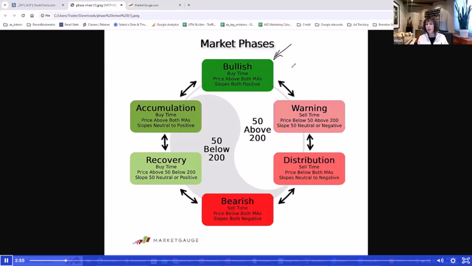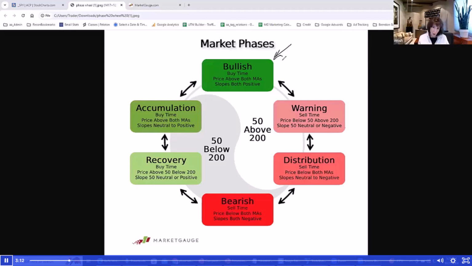My book covers the weekly phases, Geoff, but it's certainly applicable to the daily, and that's what we're going to stick to today. So if you have the 50 over the 200 and you have the price over both moving averages, that's a bullish phase. And I think it'll be easier to get into that more when we have some examples.